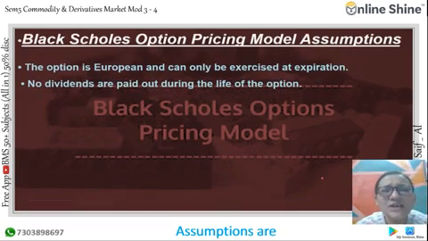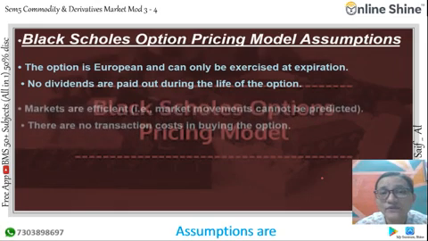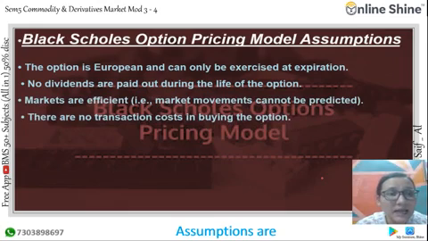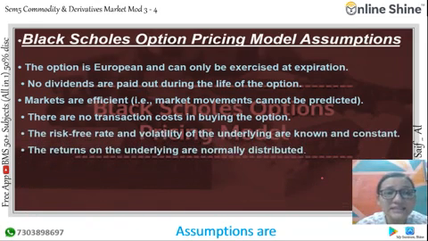First, the option is European and can only be exercised at expiration. It is not applicable to the American pricing model, and no dividends are paid during the life of the option. The markets are efficient, and the market movement is predictable. There are no transaction costs for buying the option, and the risk-free rate and the volatility of the underlying asset are constant.